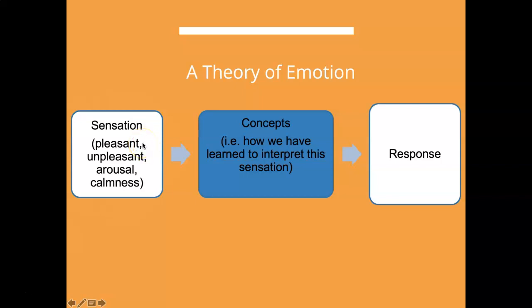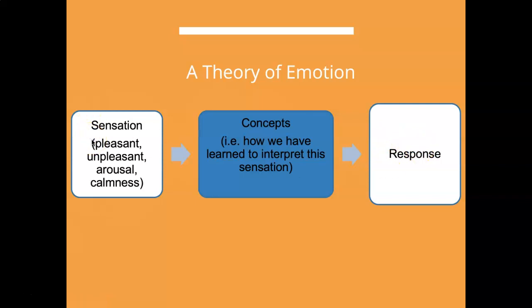So things can either be pleasant, unpleasant, they can arouse us, or they can calm us. So we have these sensations, and then we have distinct responses to them. But in the middle, we have these concepts. These are conceptual blocks or boxes in which we can filter or understand a sensation that we're experiencing. And based on whatever conceptual box we can put it in, that is going to lead to how we respond to a particular sensation.